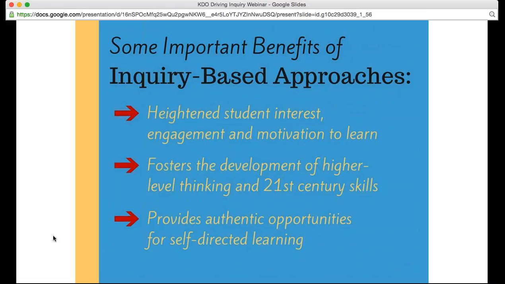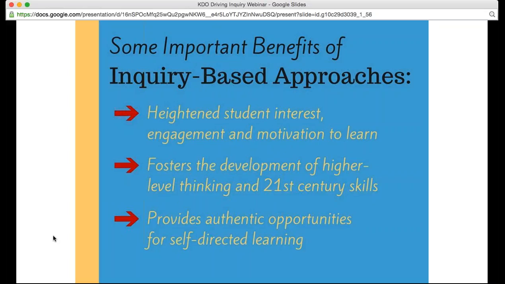So we looked at curiosity, and let's take a look at some other important benefits of inquiry-based learning and approaching learning in this manner. We have found that student interest in an inquiry-based classroom is heightened, along with engagement, excitement, and motivation to learn.